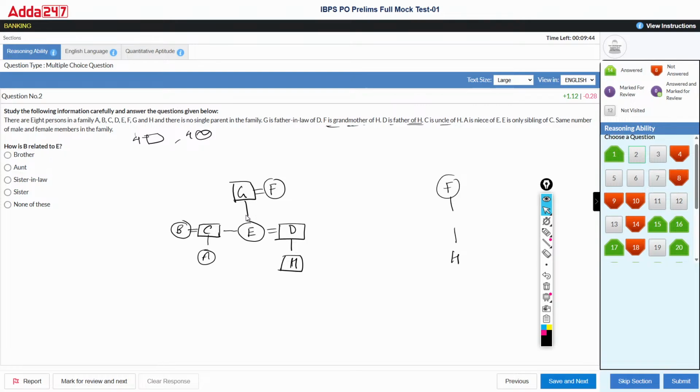How is B related to E? B is sister-in-law. Who is father of A? Father of A is C.